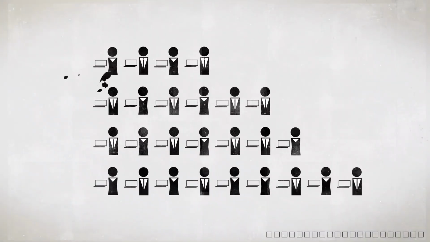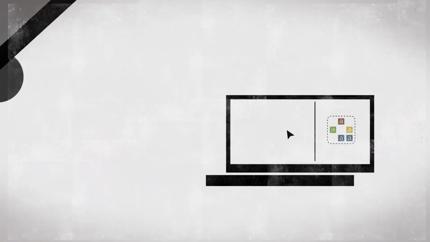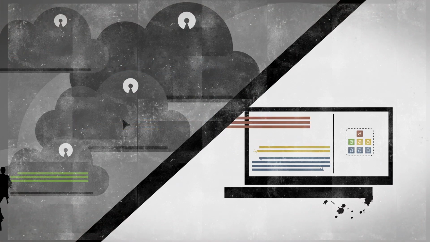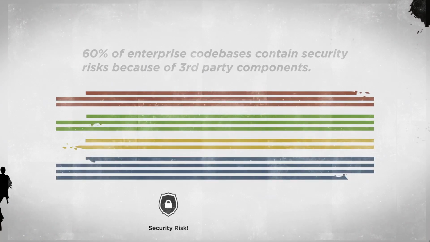It's rare for today's organizations to develop completely original software code. Instead, they often use open source frameworks and third-party components to speed up development and reduce time to market. But this approach introduces significant risks.